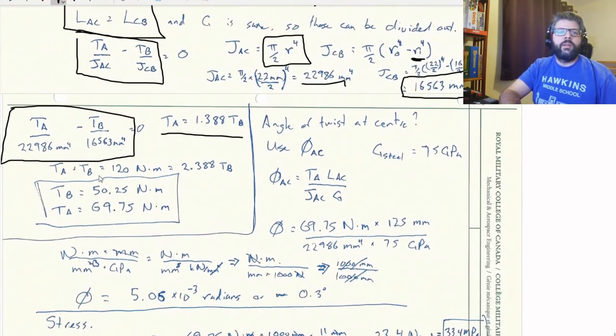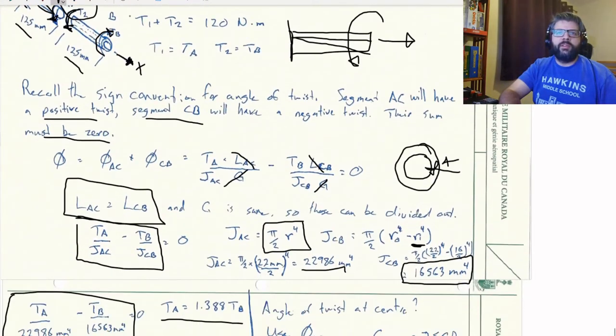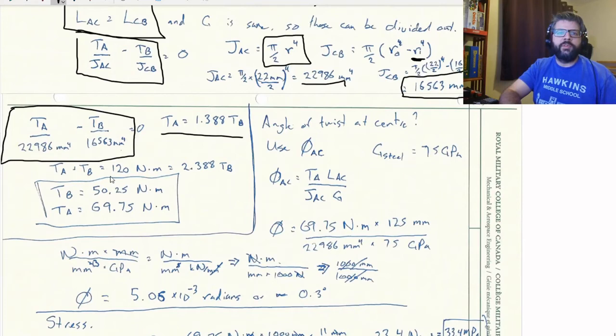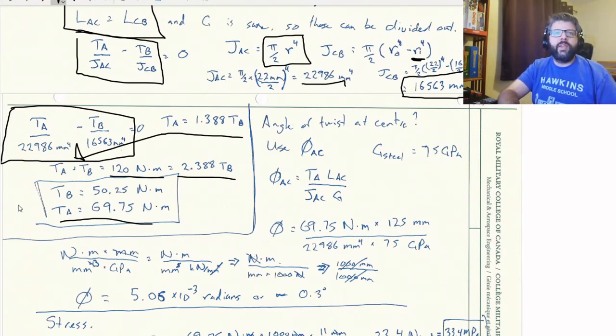So, and then we're going back. We can go back to this equation here. The sum of those two needs to be equal to 120 Newton meters. So TA plus TB, plug in the 1.388 TB into here. We got 120 Newton meters is equal to 2.388 TB, which means we can solve for TB. It's 50.25 Newton meters, and TA is 69.75 Newton meters. So we got the reactions.